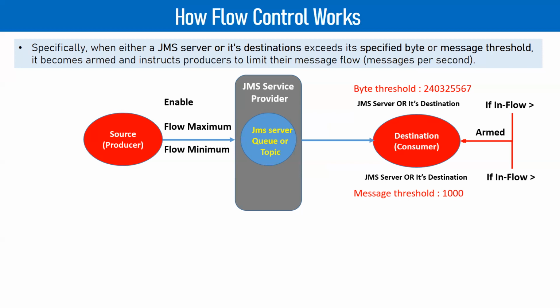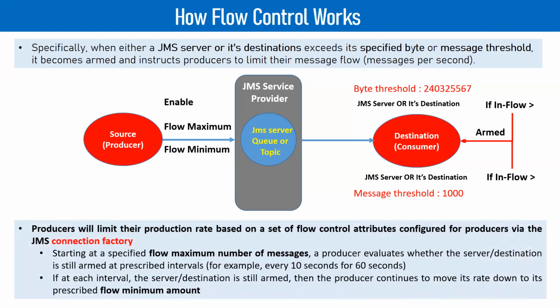Once flow control is enabled, based on the message it got from the consumer, which is armed, that means your destination or consumer, once armed, sends a message to the producer to please enable flow control. I'm not able to handle such messages or requests, or the threshold is being breached. In that case, your producer application will enable flow control, and after enabling it, it will send messages to your destination based on the flow maximum and flow minimum capacity.